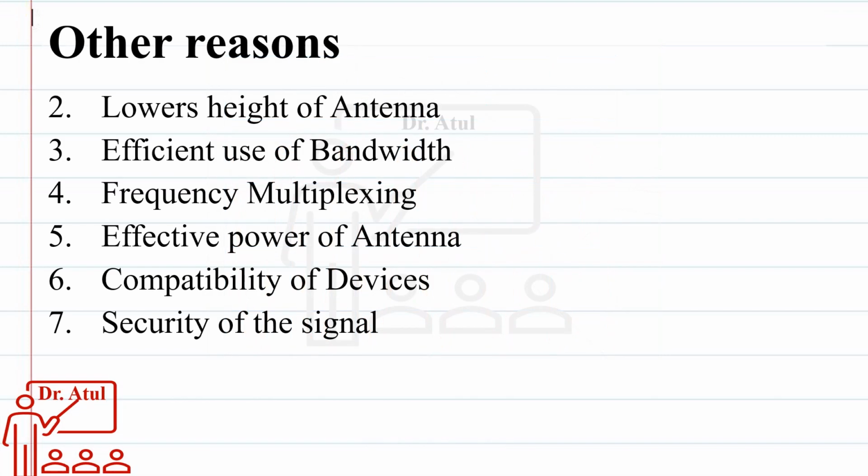Next, other reasons for this are that modulation lowers the height of the antenna. It uses bandwidth efficiently. It allows for frequency multiplication. It lowers the effective power requirement of an antenna. It makes devices compatible with each other. Also, it increases the security. It enhances the security of the signal being transmitted using the communication system.